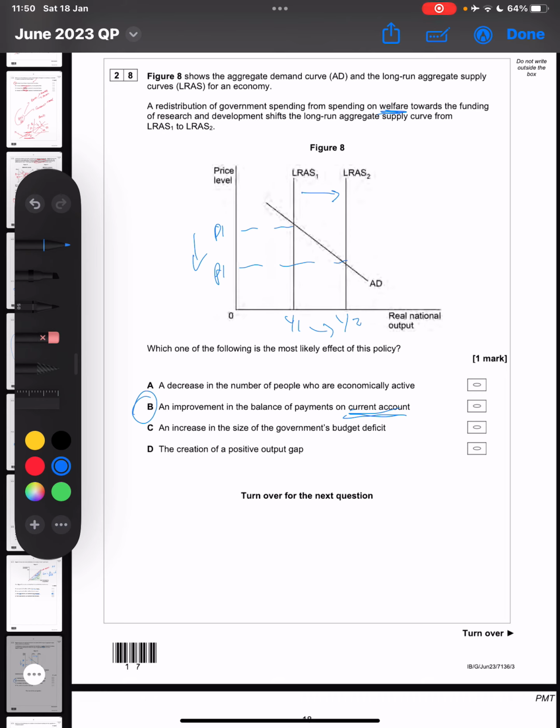An increase in the size of a government's budget deficit. Yeah, actually, they were spending before, and they're just shifting spending that they were spending somewhere else, and this spending is going somewhere that's maybe returning you more of a return. So I actually don't necessarily think that's it. You are moving your long run AS, so this kind of thing is unlikely, so I would probably go with that one.